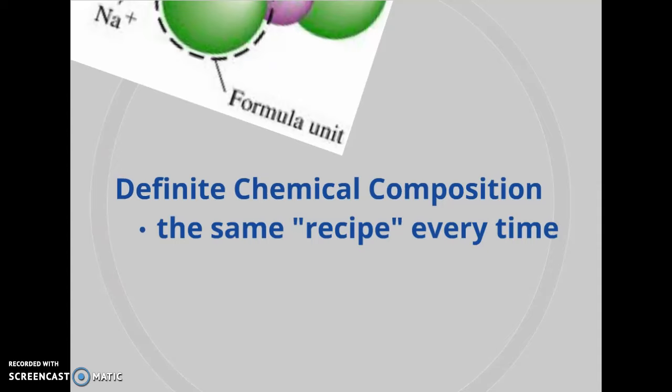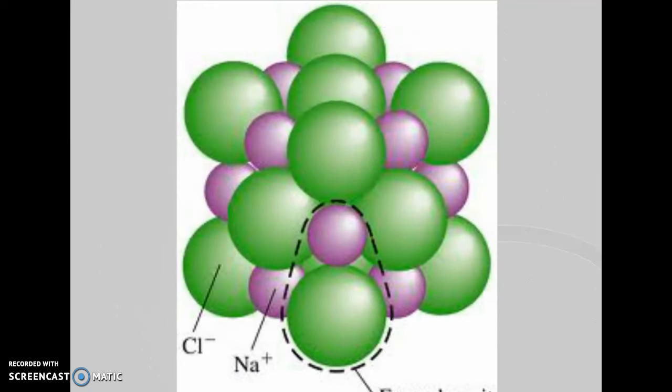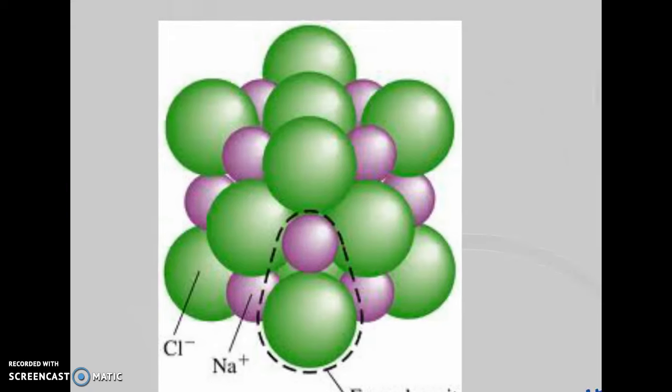Okay, the third thing is, so number 3 on your flow chart, it has to have a definite chemical composition. So this would be the recipe. This is what it's made of. These are the elements or the chemical compounds. You know, a compound is 2 or more elements combined together. And it has to have the same recipe every single time. So this, what we're looking at here, is called halite. We would call it, of course, salt, which has sodium and chlorine atoms in it.